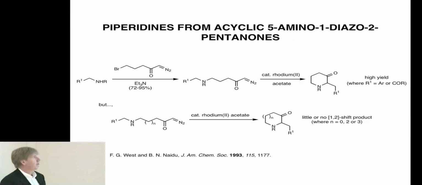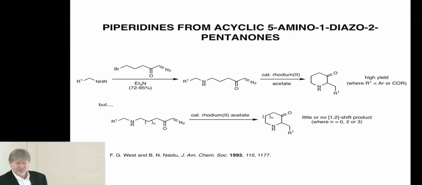And this ammonium ylide is very easy to generate, starting with a secondary amine and this bromodiazoketone. And in the presence of triethylamine, we can generate the amino diazoketone, directly convert that into these piperidones using rhodium acetate. And as long as R1 here is a good stabilizing group, we get these products in great yield. The only downside was this only worked to make the 6-membered ring. So larger rings didn't work or barely worked.